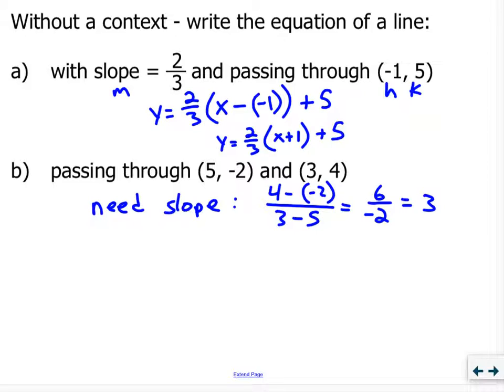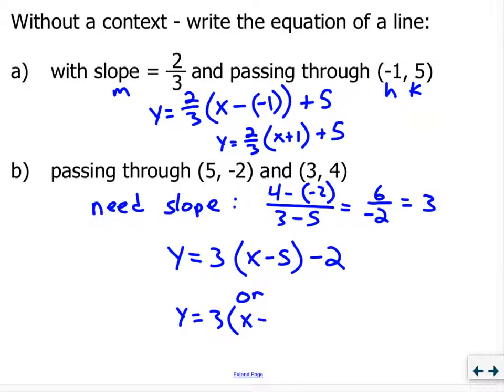Now, when I write the equation, I could use either point. Y equals m. I'll use my first one. X minus the h value, and then put the k value at the end. Likewise, I could also do y equals -3 times the quantity x minus 3 plus 4. Either one is good.